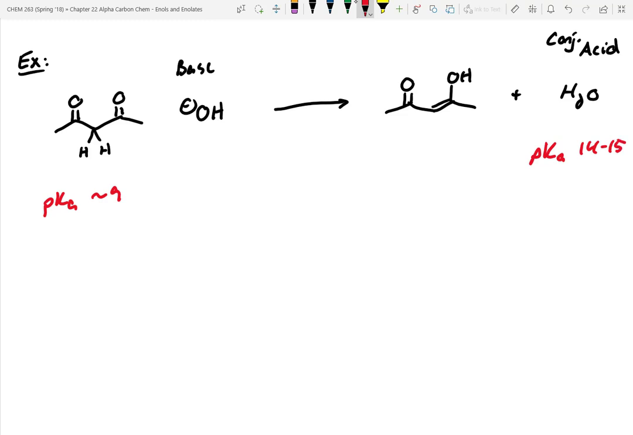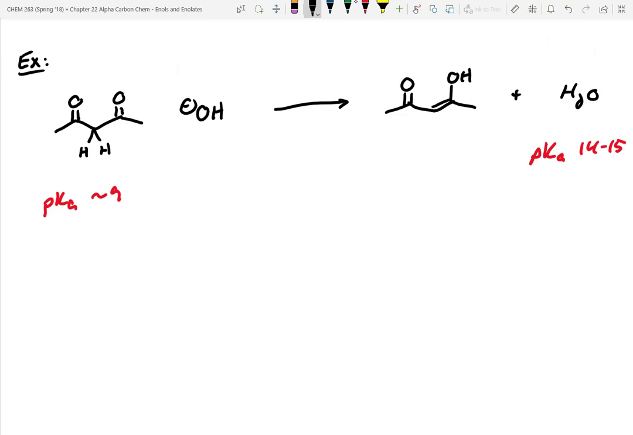So you can see pretty clearly the conjugate acid is 5 pKa units higher. It's a cheap, readily available base. So that would be the base of choice for most of these types of reactions. It just really depends on the acidity of your alpha protons. All right, one more, then we'll move on.